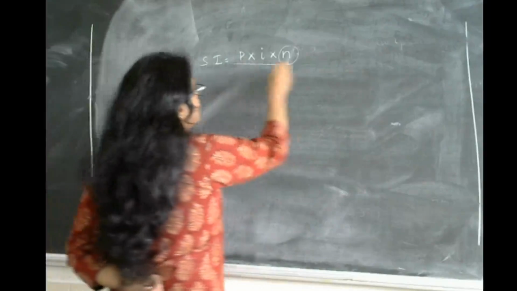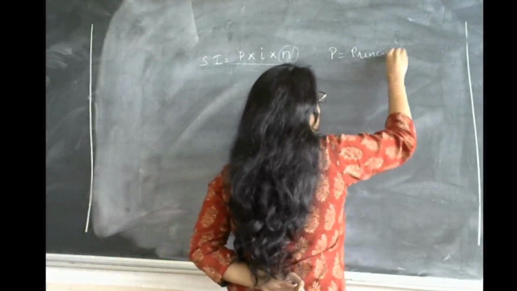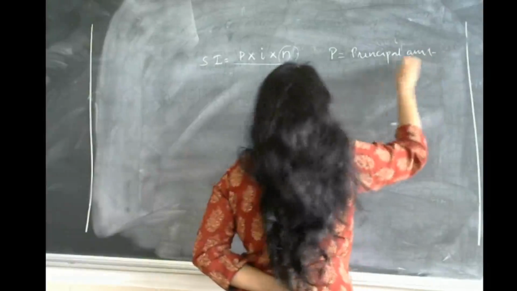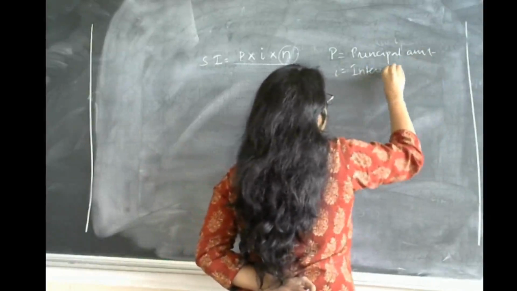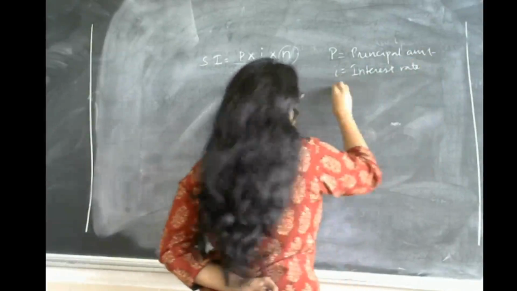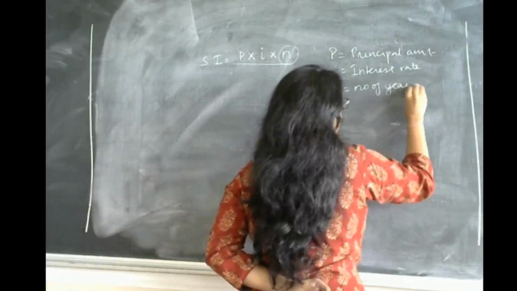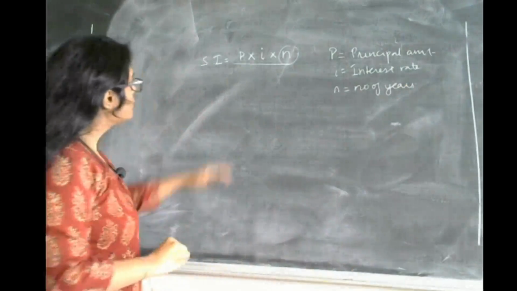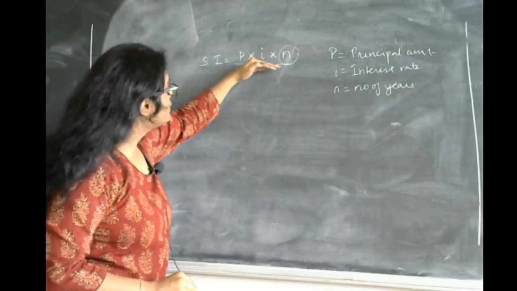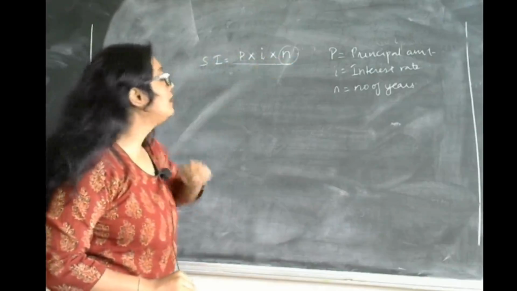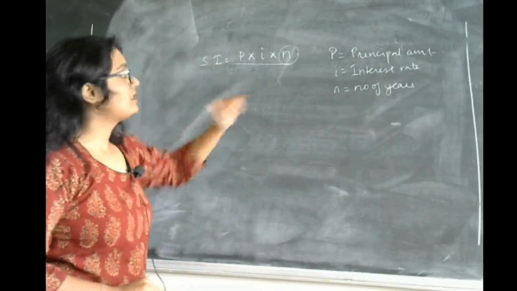Where P is equal to the principal amount, I is equal to the interest rate, and N is equal to the number of years. So simple interest: you take the principal amount, multiply it with the interest rate, multiplied by the number of years. Now let us take a simple example in order to understand what simple interest is.